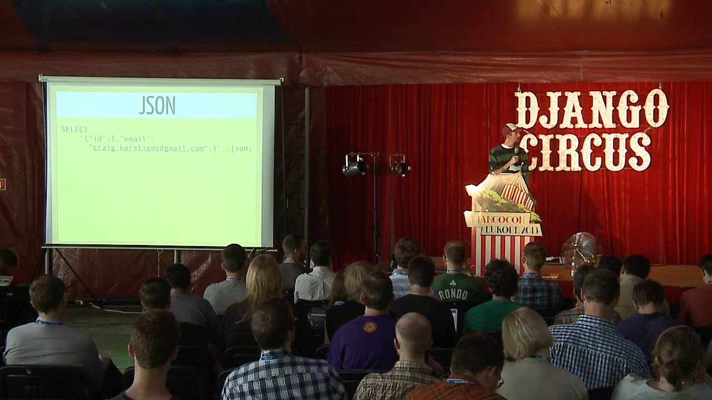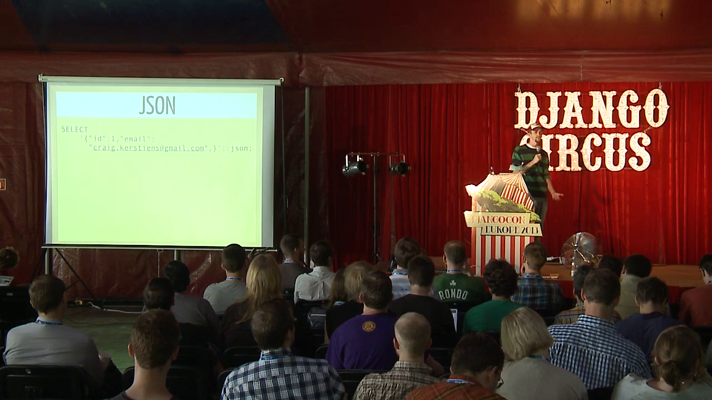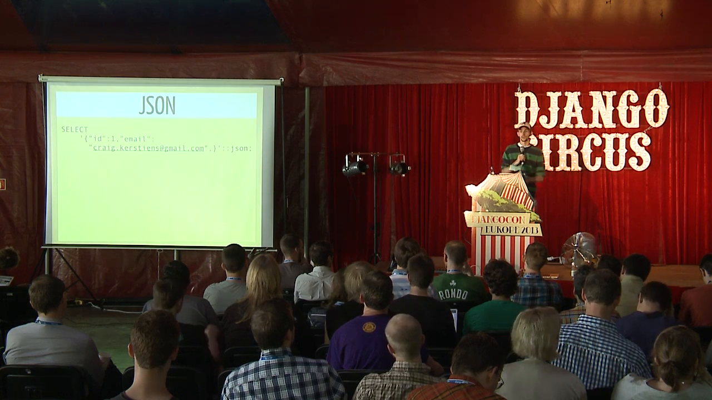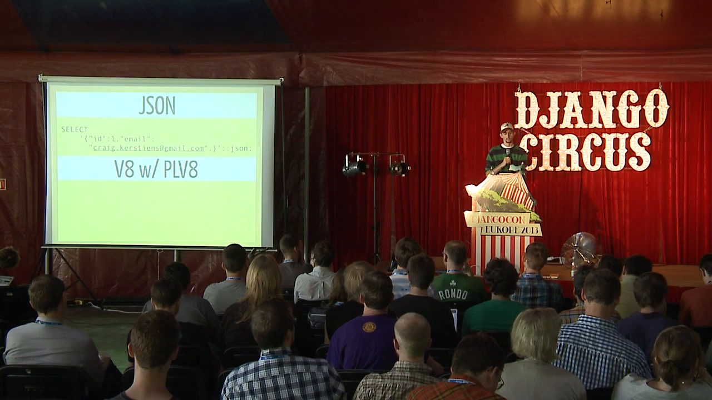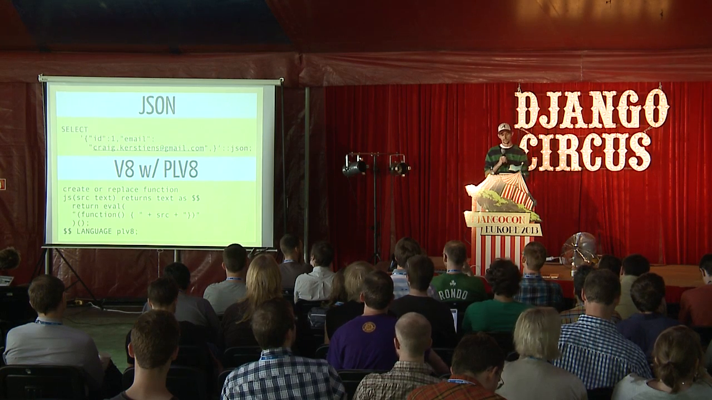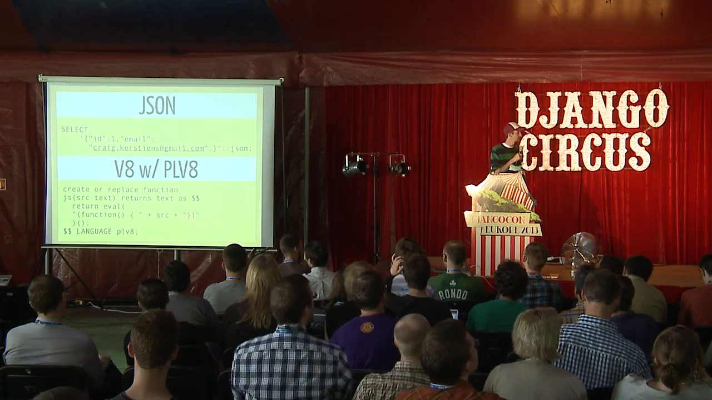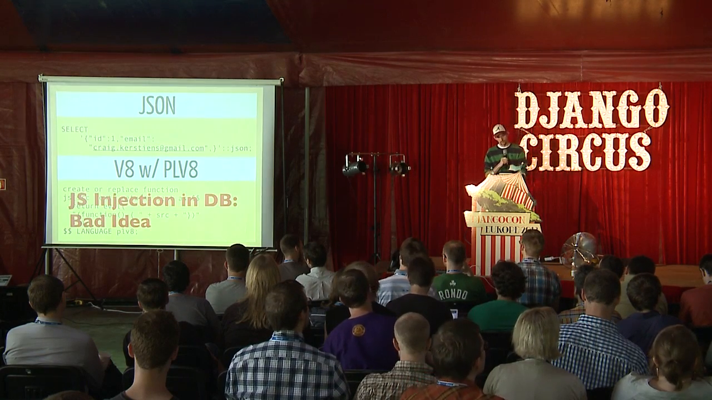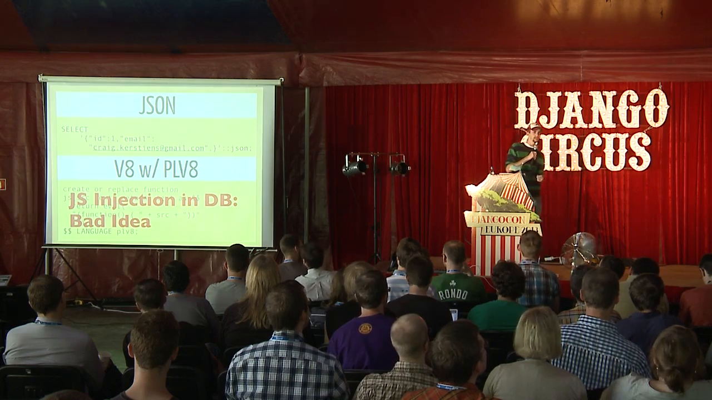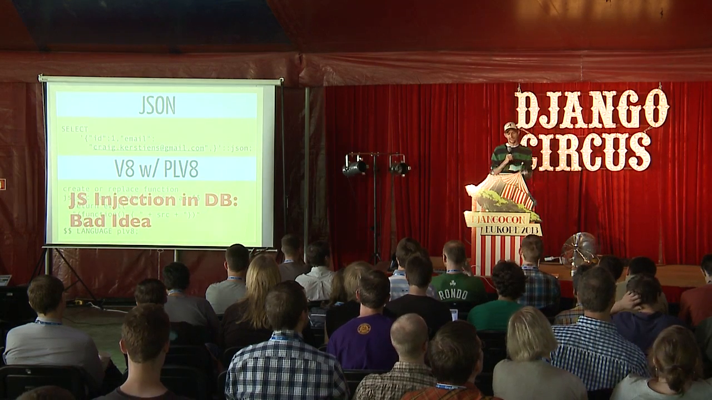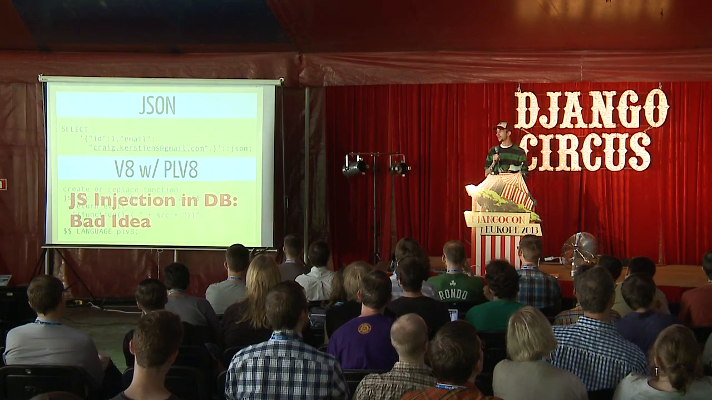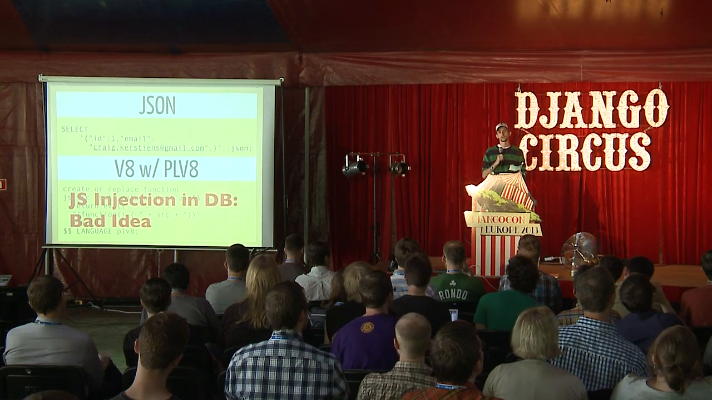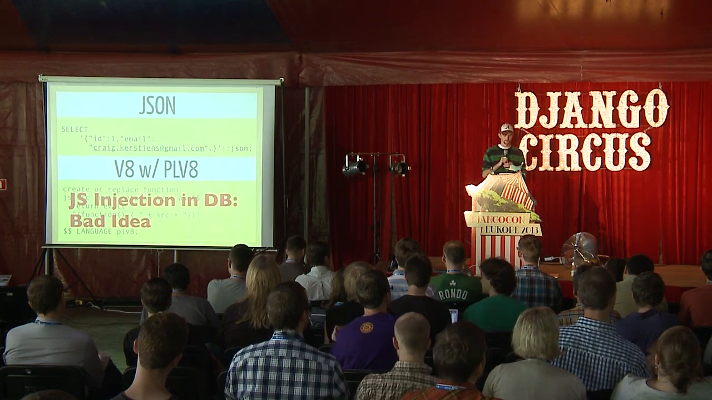So JSON by itself is pretty simple. You can do just basic validation. In Postgres 9.3, this gets a lot better. But with PLV8, you can do things like this. Inside your database, create a function that executes any JavaScript you send into it. But please don't do things like that. SQL injection attacks are bad enough. But you get the idea. Basically, you can do anything you want that's JavaScript right inside your database.